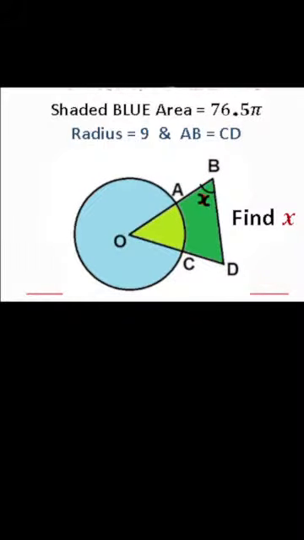Actually, I forgot all the time that this part is already blue. This one, which is looking like a blue, is only blue. That would be considered as green. This is darker green, and this is light shaded green, we can say. The blue shaded area is given to you as 76.5 pi. The radius of the circle is given to you as 9. And one more thing which is given, that AB is equal to CD. You need to solve for the value of x.